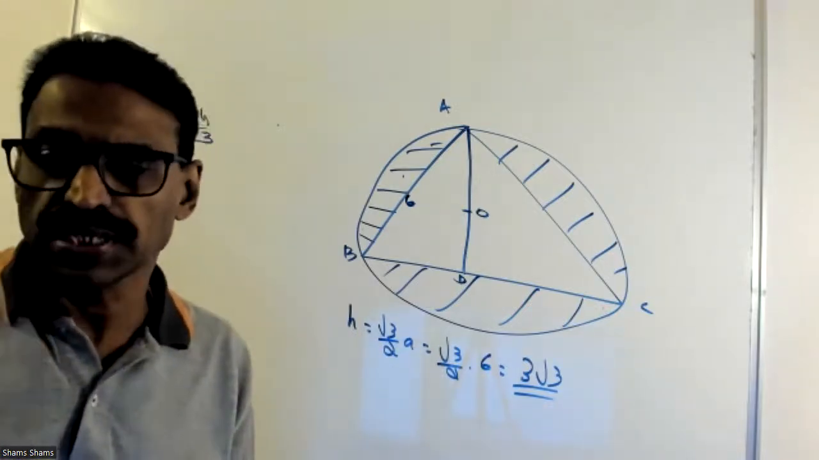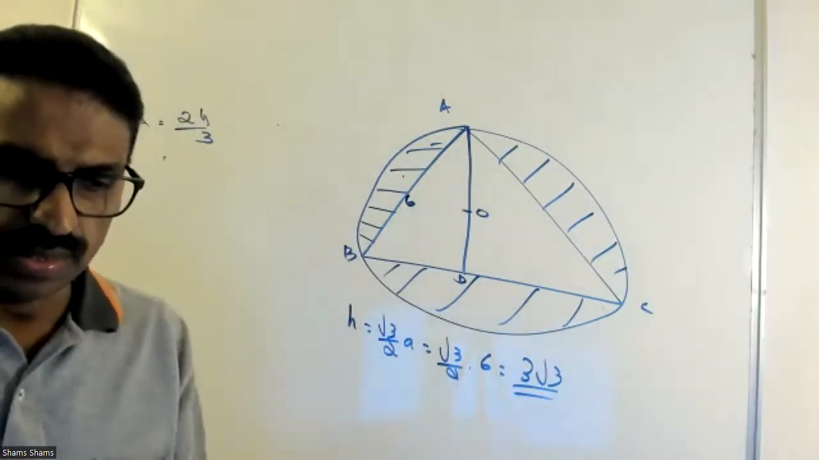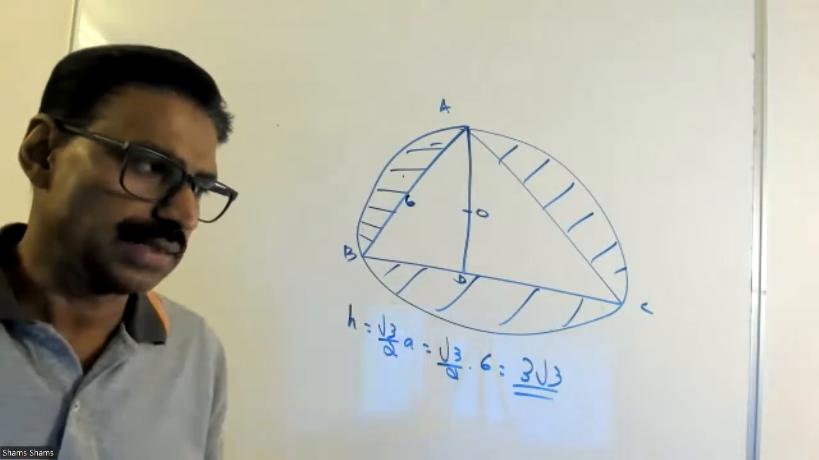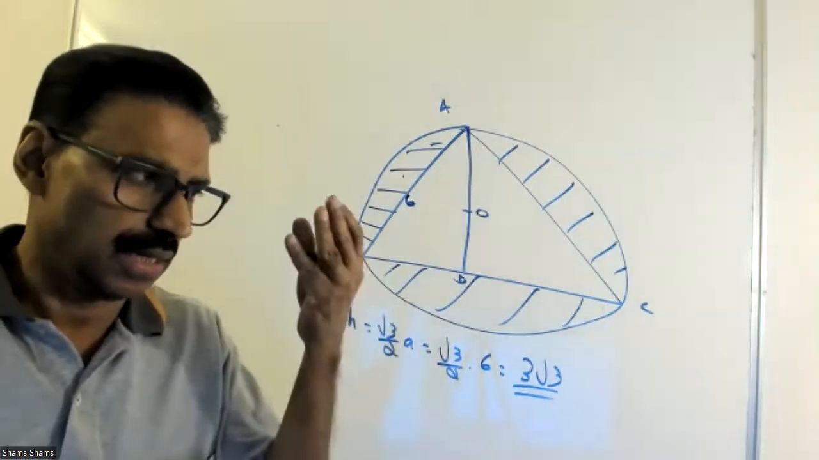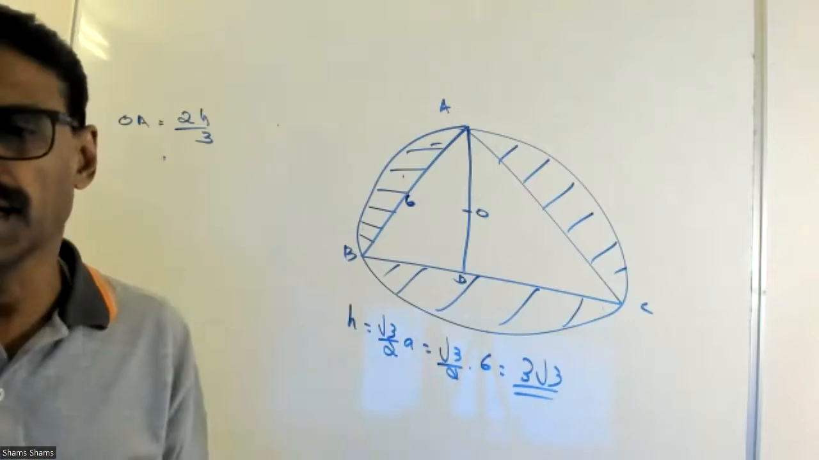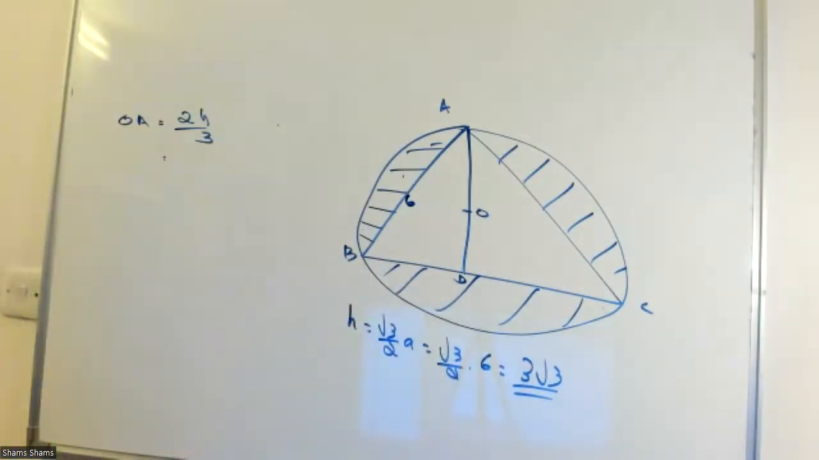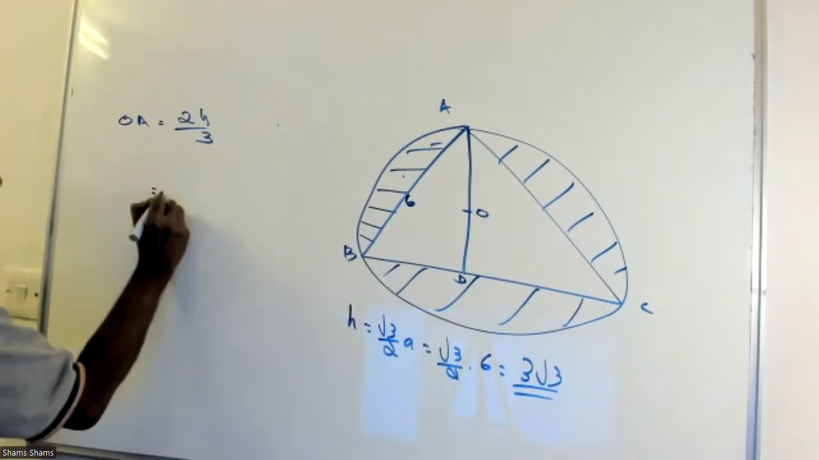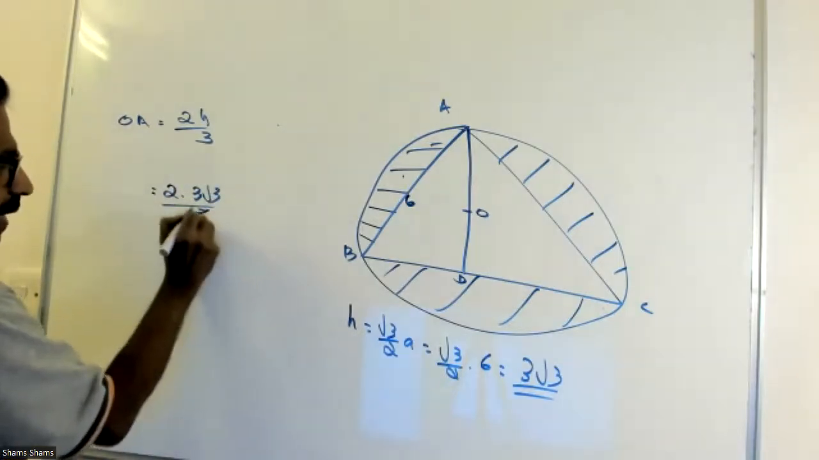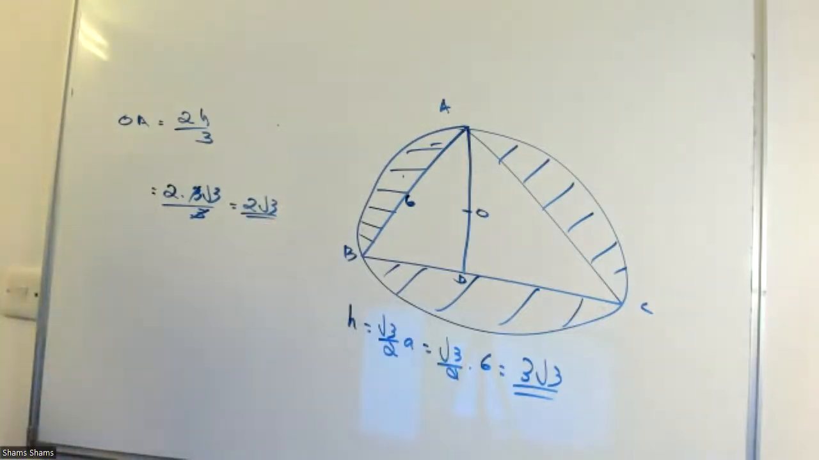Before starting this question, write this line: in an equilateral triangle, orthocenter, circumcenter, incenter and centroid coincide and they are in the ratio 2 is to 1. Then correct, you are right at that point. So 2 into H, 3 root 3 divided by 3, cancel. Answer is 2 root 3. Radius is 2 root 3.